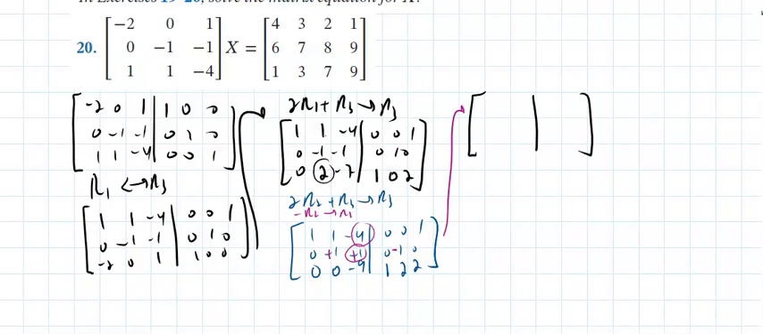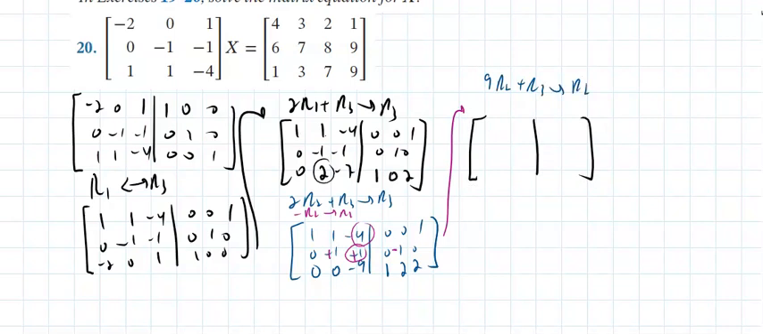I'm going to take... lower that a bit. I'm going to take 9 row 2 plus row 3 in row 2.